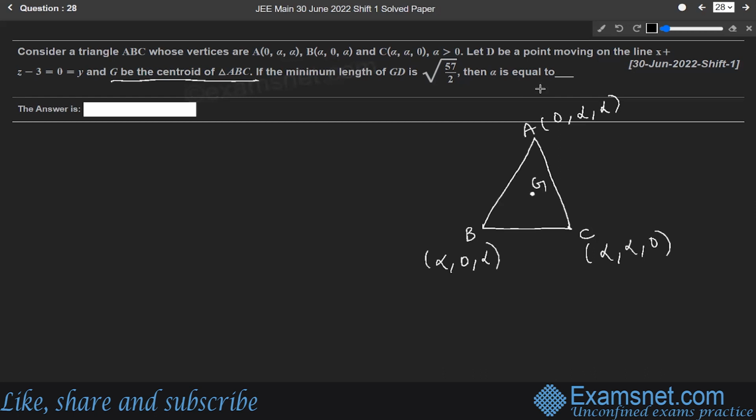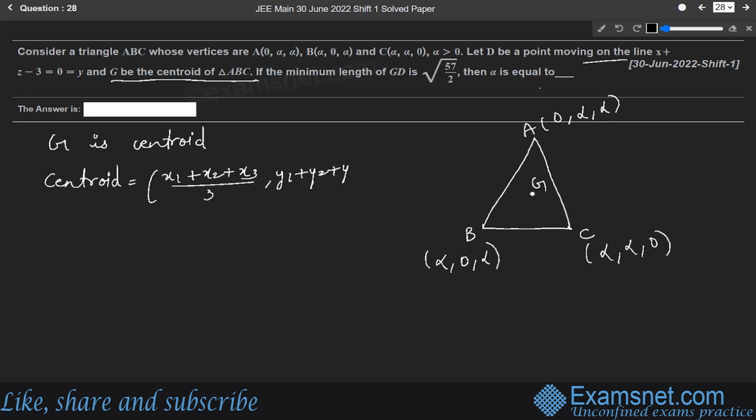All right. And D is a point that is moving on the line x plus z minus 3 is equal to 0, and it is equal to y. So a line is given here. First, let us do one thing. Let us find the centroid of this triangle. What is the centroid? G is the centroid. Do you know how to calculate centroid of a triangle? The formula to calculate centroid is x1 plus x2 plus x3 divided by 3, y1 plus y2 plus y3 divided by 3, and z1 plus z2 plus z3 divided by 3.